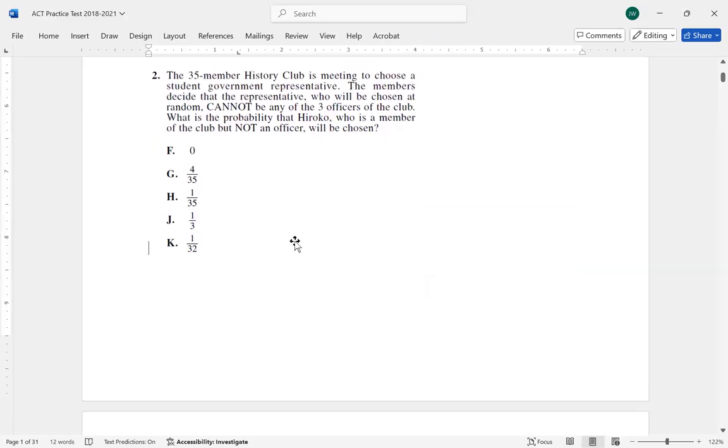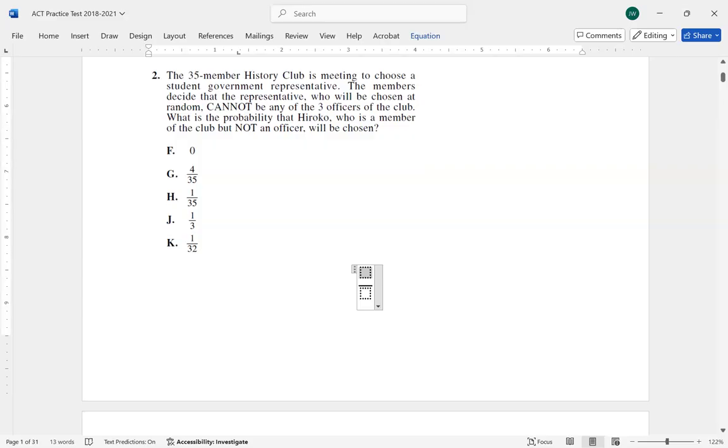Question 2. The 35-member History Club is meeting to choose a student government representative. The members decided that the representative who will be chosen at random cannot be one of the 3 officers in the club. What is the probability that Hiroko, who is a member of the club but not an officer, will be chosen? So what's the probability I get that one individual person?